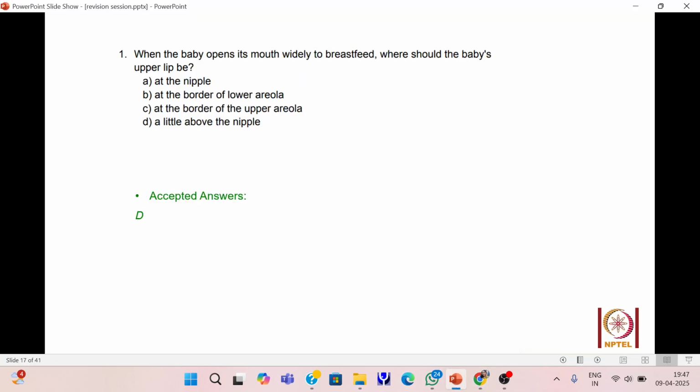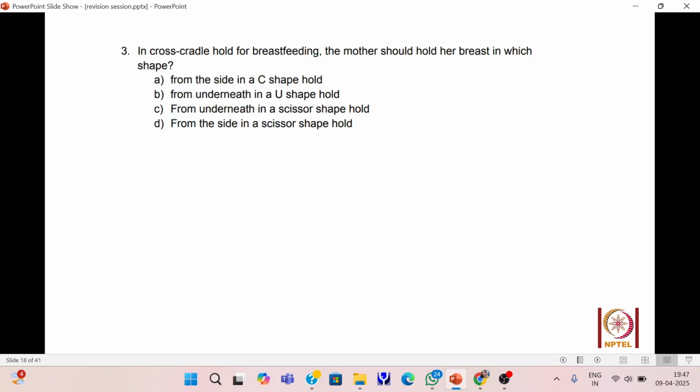The correct answer is D. A little above the nipple. Moving on to the next question. In cross cradle hold for breastfeeding, the mother should hold her breast in which shape? From the side in a C shape hold, from underneath in a U shape hold, from underneath in a scissor shape hold, from the side in a scissor shape hold.